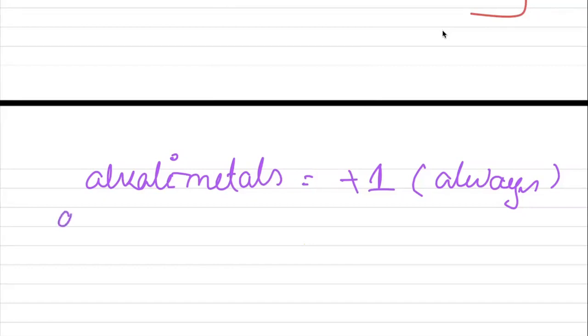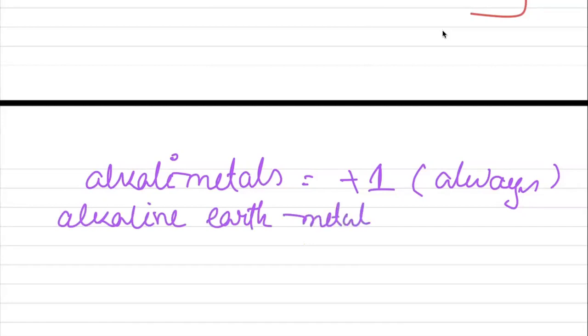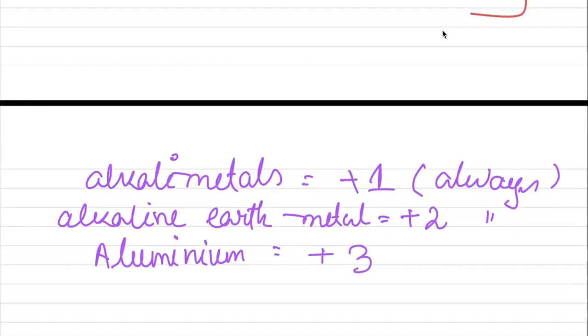Then alkaline earth metals are always +2. That means magnesium, barium, calcium, strontium. They always have +2, and aluminium always has a +3 oxidation state. Clear?